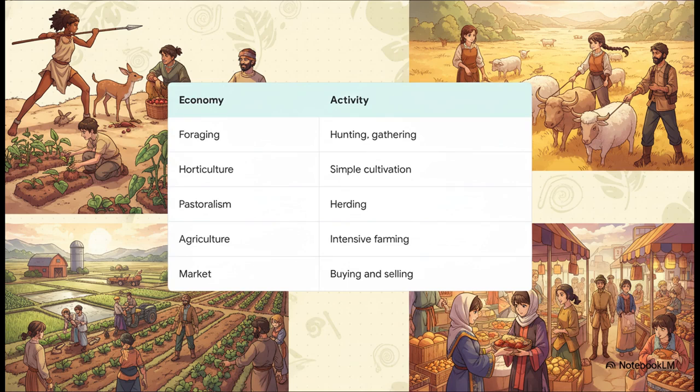And just as political systems scale up, economic systems do too. Anthropologists track exactly how humans produce and distribute resources to survive. We start with foraging, so hunting and gathering. Then we scale up to horticulture, which is just simple, non-continuous cultivation. If a society relies mostly on herding animals, that is pastoralism. Agriculture steps it way up with intensive, continuous farming. And finally, market economies, where we rely on buying and selling using currency. Knowing these 5 steps is going to guarantee you some easy points on the exam.